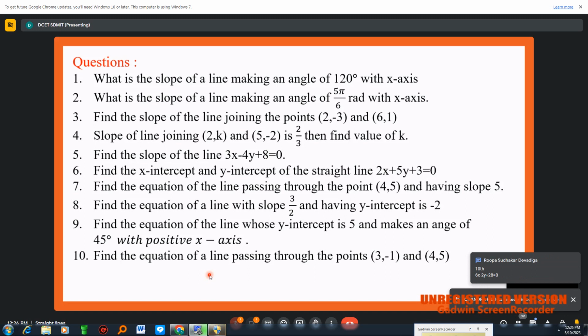Ma'am, can you tell me the ninth one formula? So you will get 6x minus y minus 19 is equal to 0 for the 10th one. For the 9th one, they have given the y-intercept directly, 5. They have not given the slope here. First you need to find the slope. They gave the angle as 45 degrees, tan 45 is 1, therefore the value of m is 1. So the formula is y is equal to mx plus c.